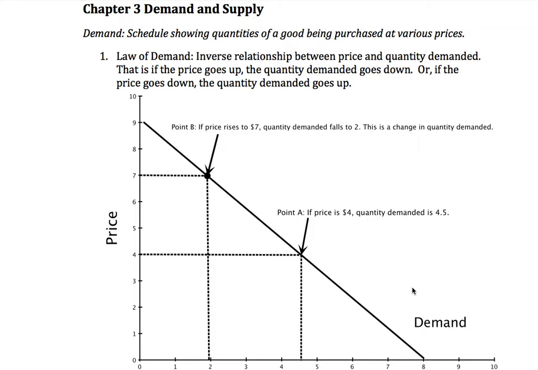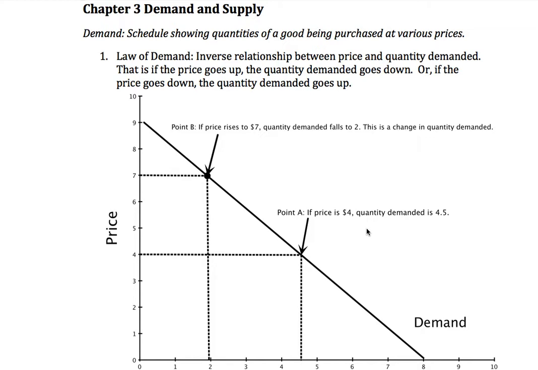Now, you got to be specific. In other words, when we're talking about a change in price, the consequence of that price action is referred to as a change in quantity demanded. So we go from one point to another on the original demand curve. Something's going to happen, of course, and that something is a change in quantity demanded.